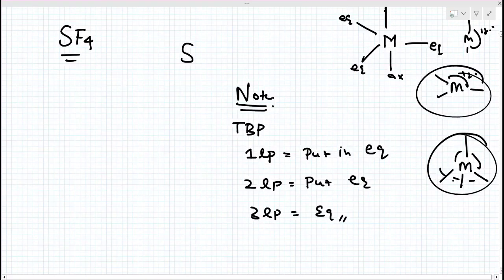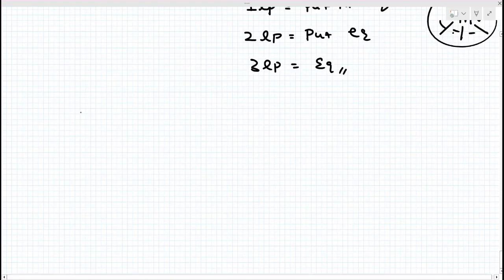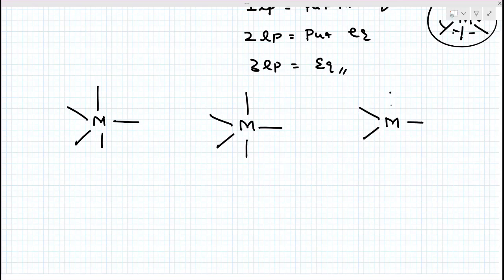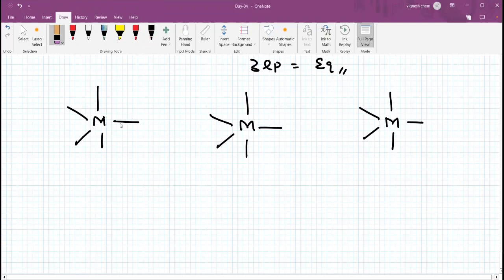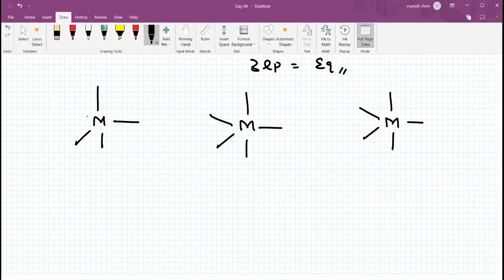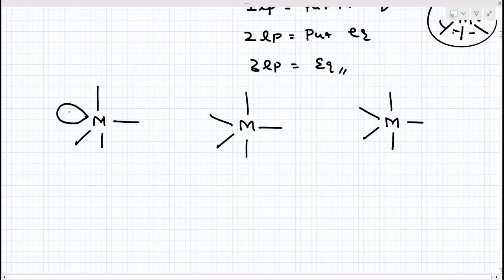Now see, very interesting, right? This first case has 1, 2, 3, 4, 5. Second case, 1, 2, 3, 4, 5. And third case, 1, 2, 3, 4, 5. Listen, in the first case, I remove an equatorial position, for example, and put the lone pair, because the three equatorial positions are the same. In the first case, you have to draw it like this.